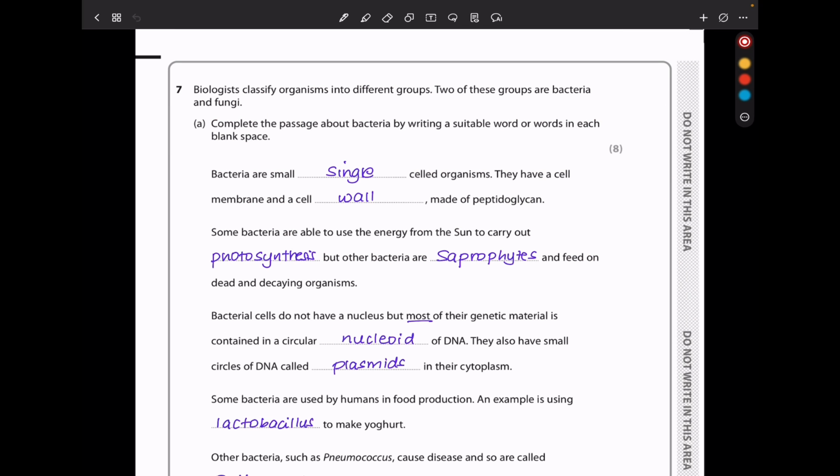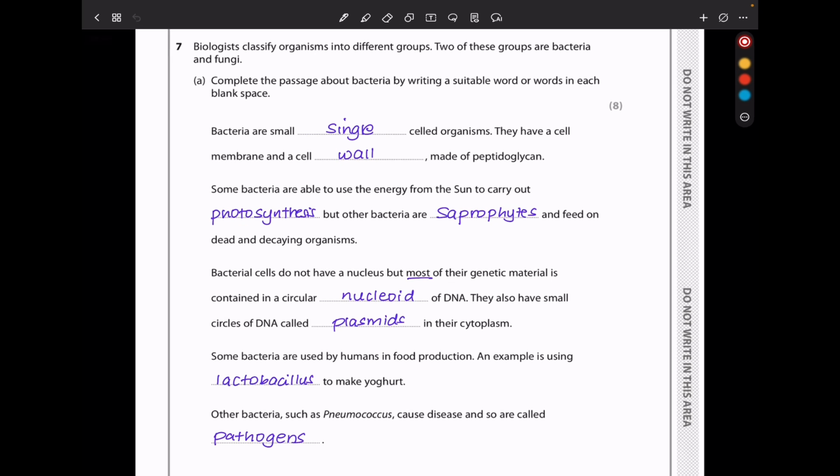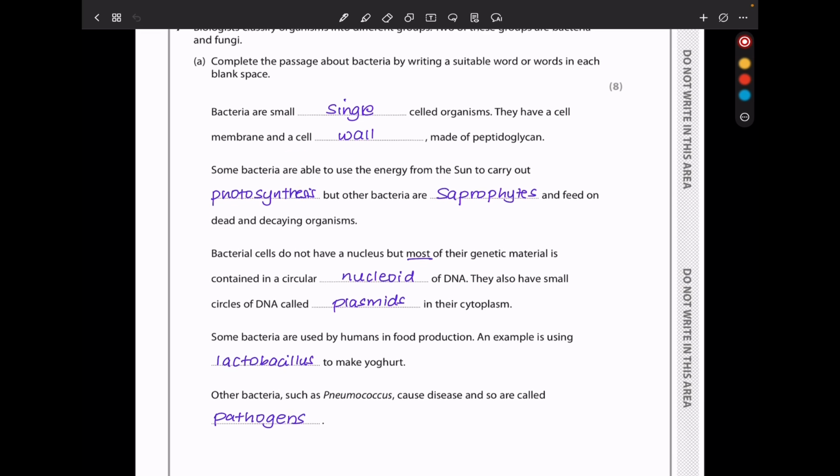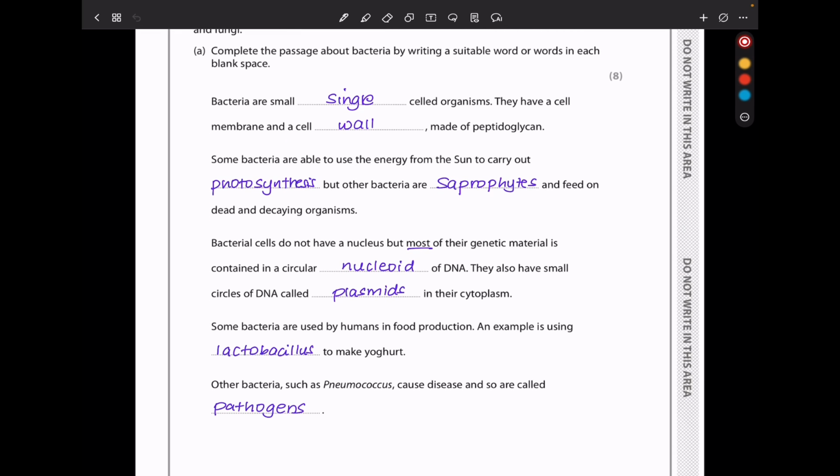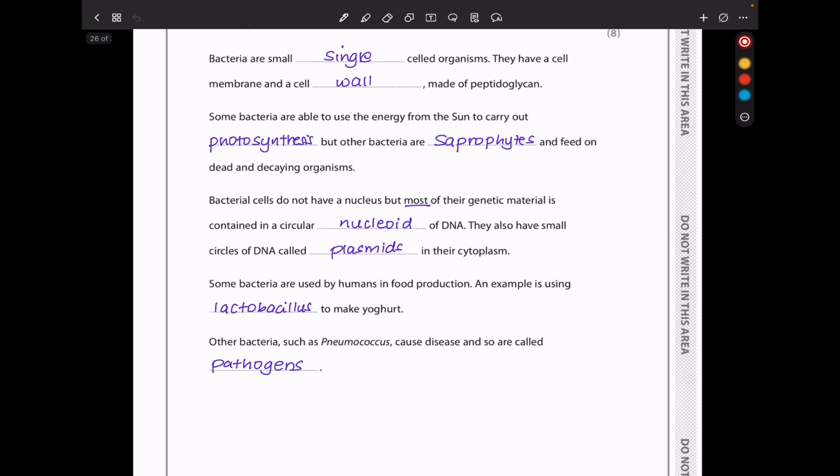In question 7, biologists classify organisms into different groups. 2 of these groups are bacteria and fungi. They say complete the passage about bacteria by writing a suitable word or words in each blank space. Bacteria are small single-celled organisms. They have a cell membrane and a cell wall made of peptidoglycan. The peptidoglycan is what makes the cell wall of bacteria. Some bacteria are able to use energy from the sun to carry out photosynthesis, but others are saprophytes and feed on dead and decaying organisms.